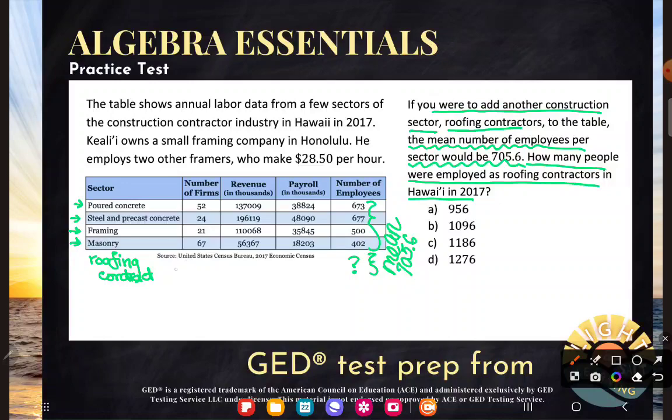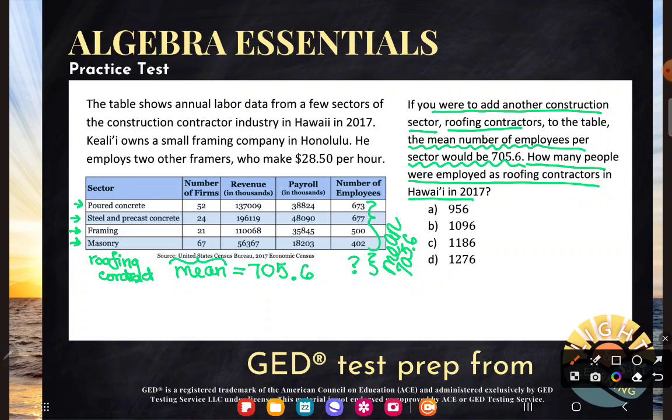I'm going to start with writing that clue down. The mean, also known as the average, is equal to 705.6. This is how I write equations. I start in kind of like math-glish, as I call it, part English, part math, and then I just replace the English with math. So how am I going to replace the English with math?